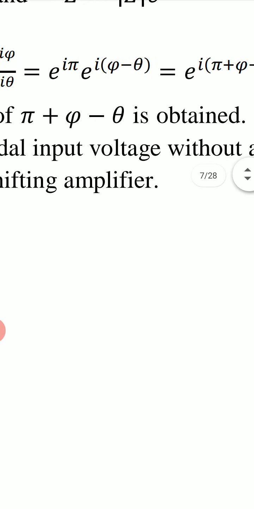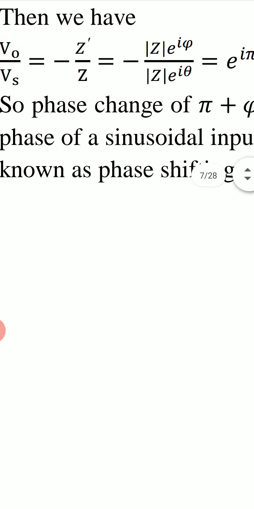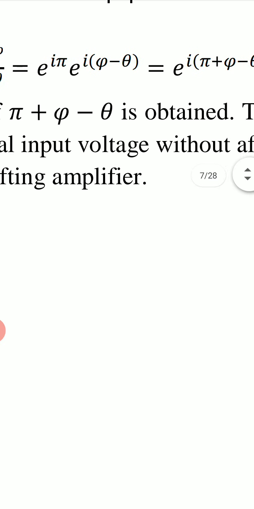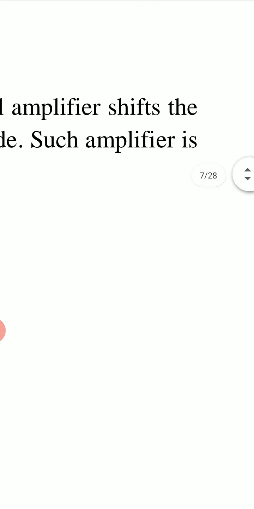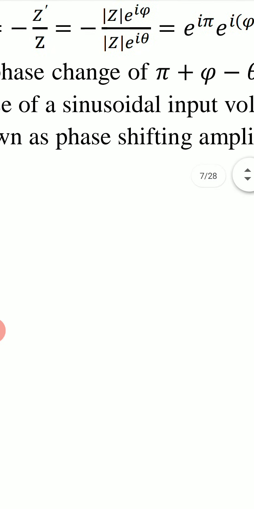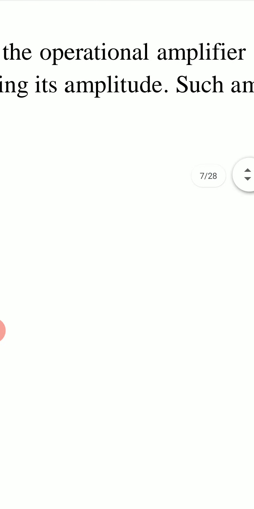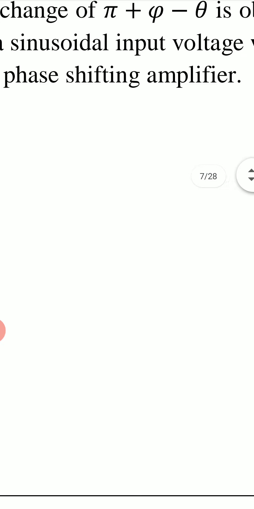So now the phase is changed by pi plus phi minus theta. So phase change of pi plus phi minus theta is obtained. Thus the operational amplifier shifts the phase of a sinusoidal input voltage without affecting its amplitude. Such amplifier is known as phase shifting amplifier.